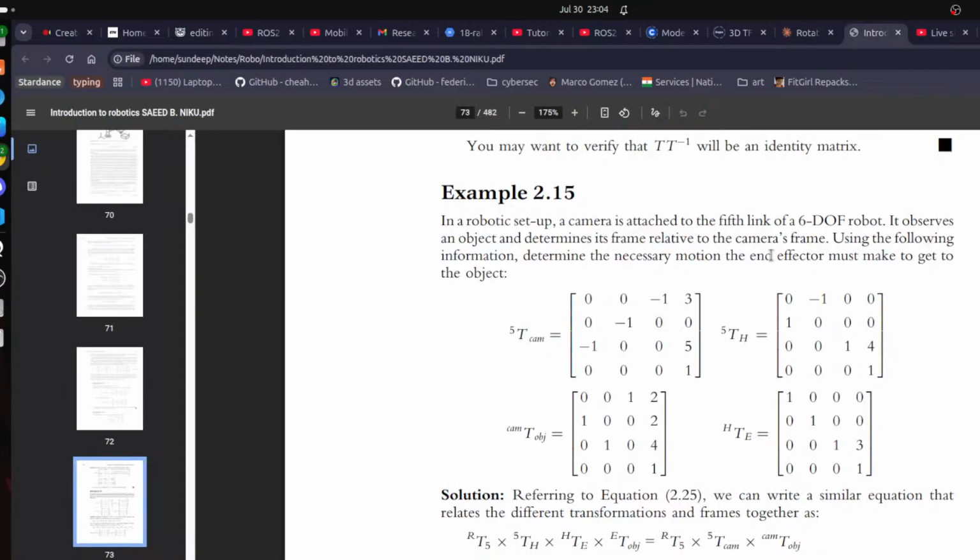The necessary motion the end effector must make to get to the object, that would be the end effector to the object. That's exactly what we need. And H is some intermediate frame that we do not care about as of now.